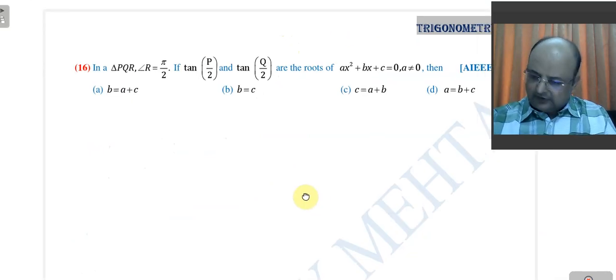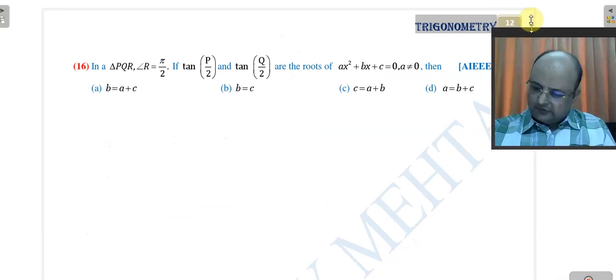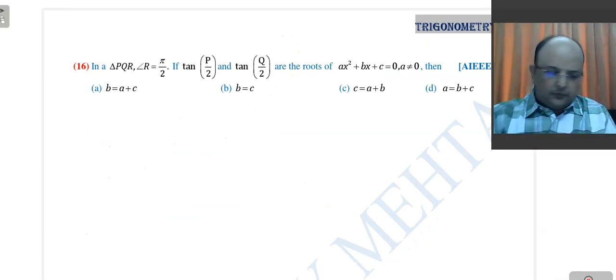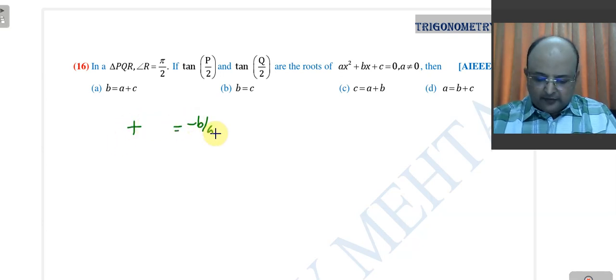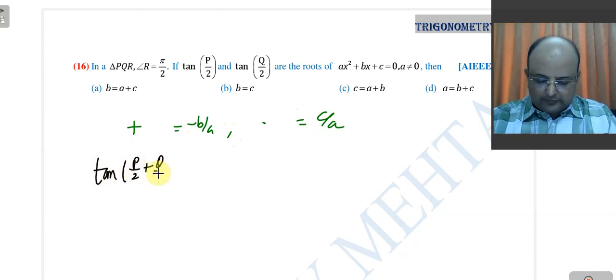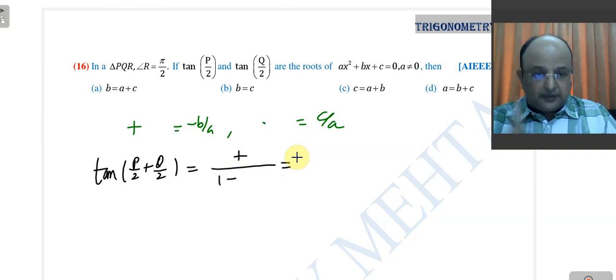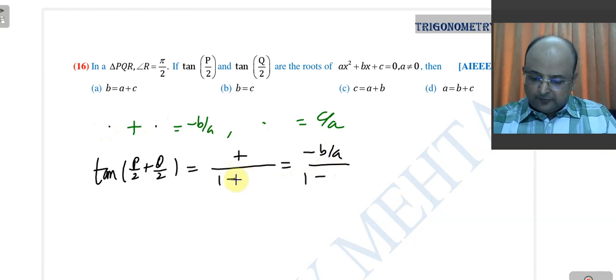Perhaps you have done this example in class many times. I hope so. Yes, it is the same sum as 2005. We go for it. tan p/2 and tan q/2 are roots of this equation. You know that if alpha and beta are roots, then the sum of them is minus b by a and the product of them is c by a. Which formula is there in which you use tan p/2 plus tan q/2? Yes, tan((p+q)/2) is (tan p/2 + tan q/2) upon 1 minus tan p/2 tan q/2. But tan p/2 + tan q/2 is minus b by a, and 1 minus tan p/2 tan q/2, this is here, that is c by a.